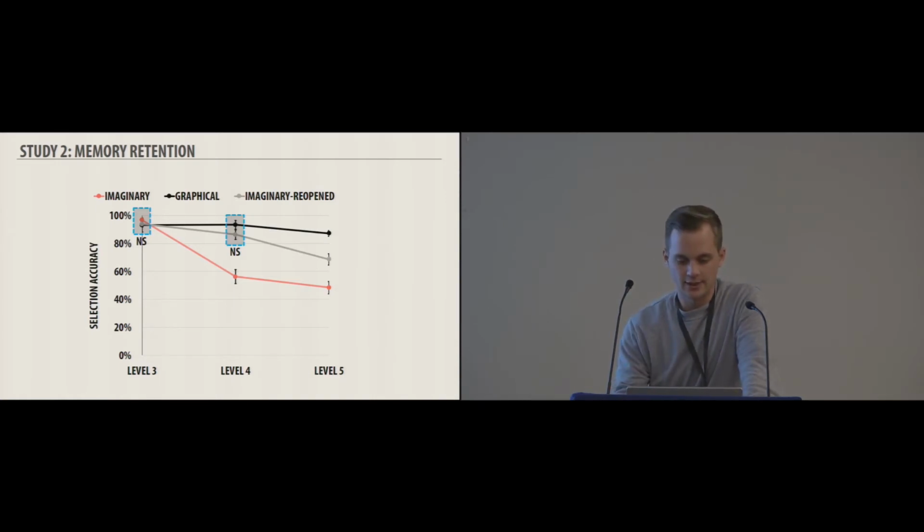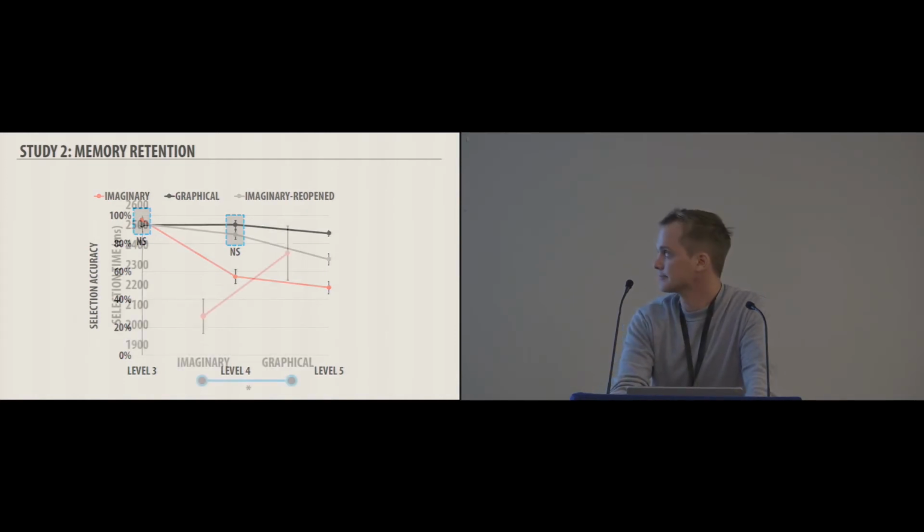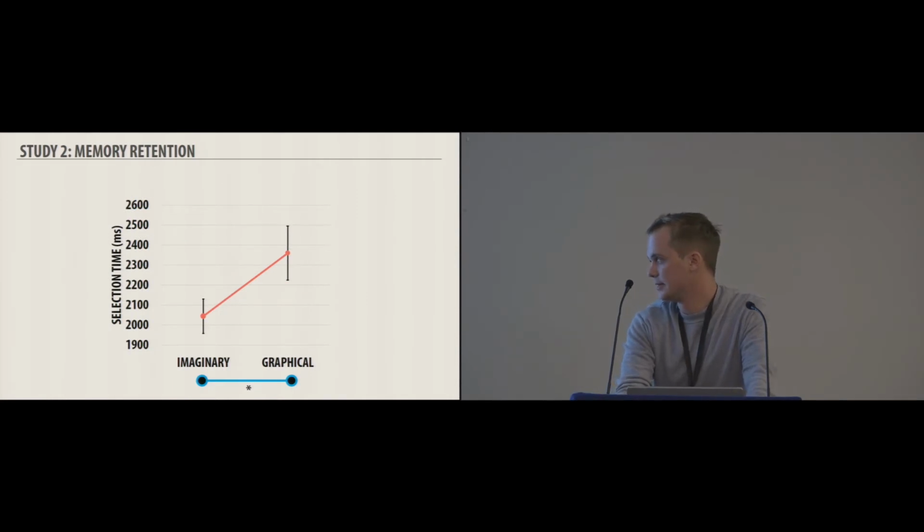So we could say that it really depends how much time has passed since the opening action and how well we can interact. Practically, this means that if we are planning longer interaction cycles, we need to start thinking about how we would refresh the memory that we have from the opening action, or how we could provide feedback. In general, we found that imaginary interaction is faster than graphical, on average, as mentioned before, by 300 milliseconds.